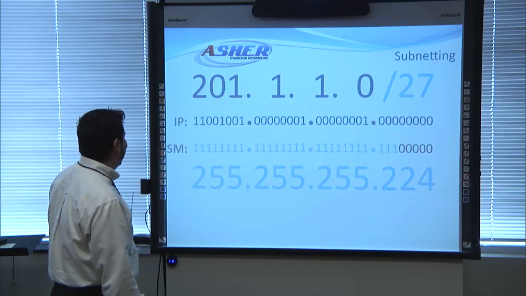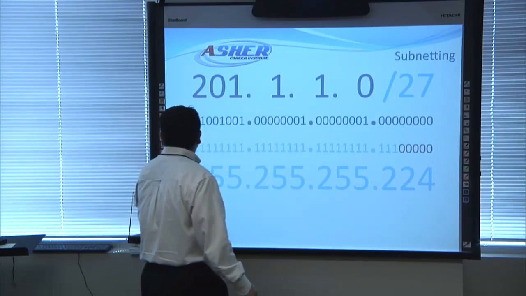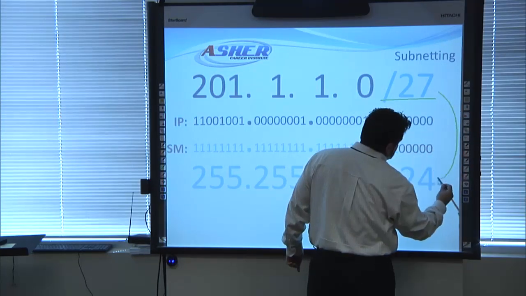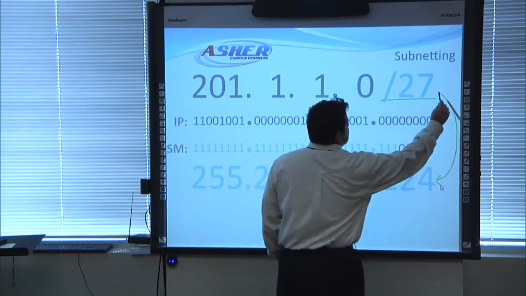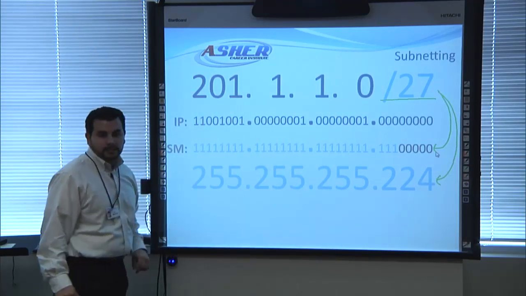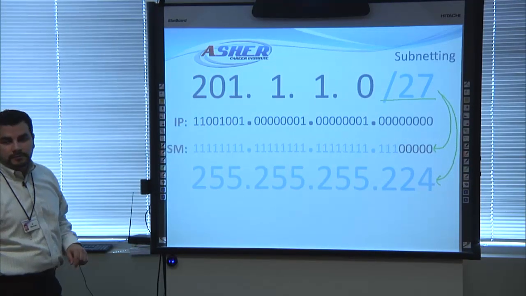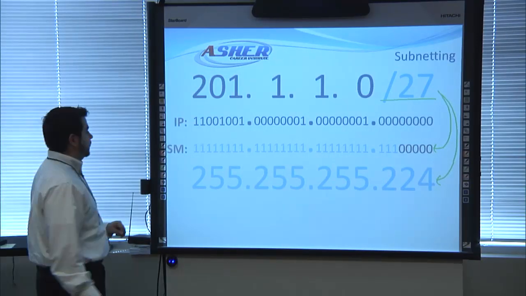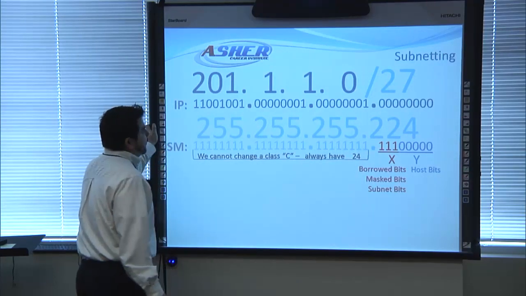Yeah. So this 27 told me that the subnet mask was this, because the 27 told me that there were 27 ones in the subnet mask. That make sense so far? Yes? Okay. All right.